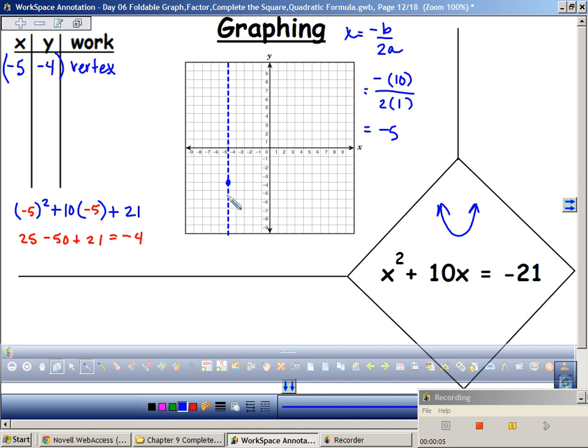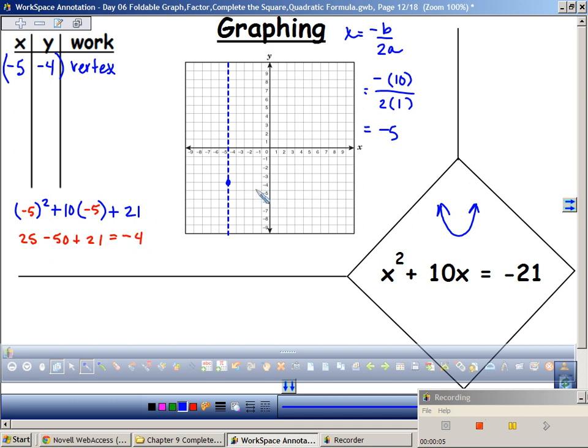Connor, writing. Everybody should be writing. Where do we get negative 4? Because negative 5 squared is 25, right? Negative 50 plus 21. 25 and negative 50 makes negative 25, right? And negative 25 and positive 21 make negative 4.